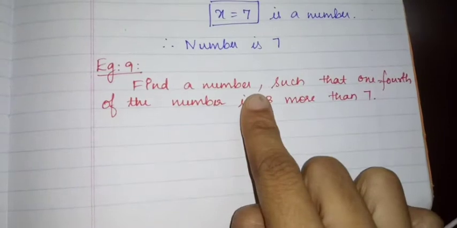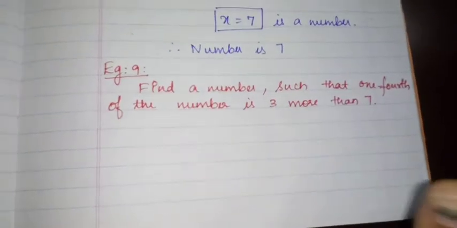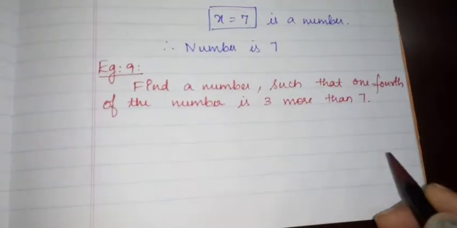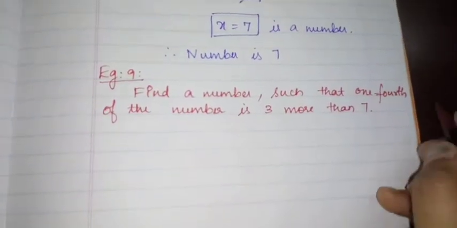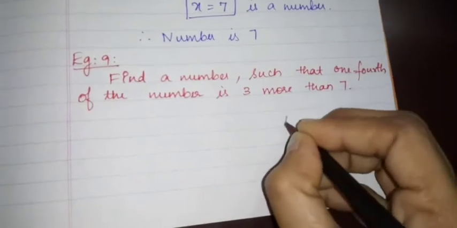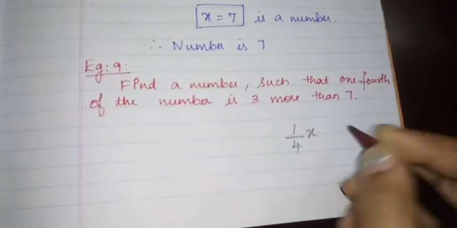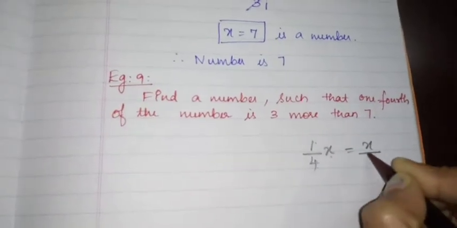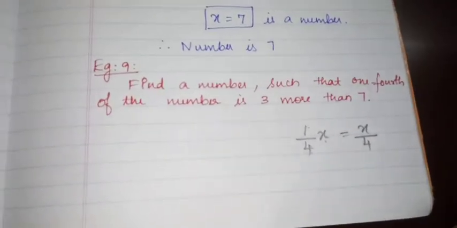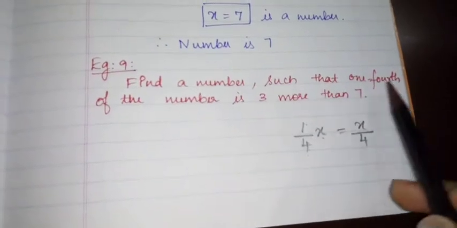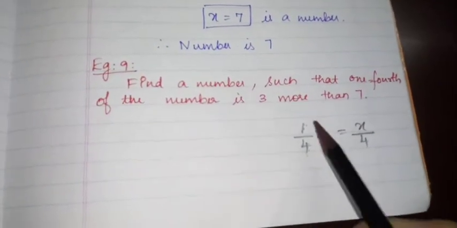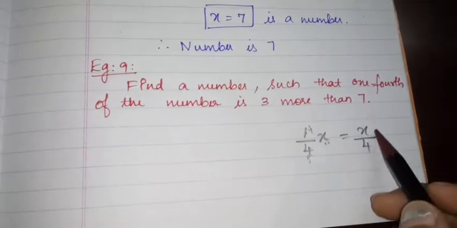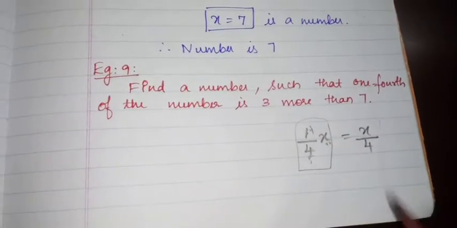Find a number such that 1/4 of the number is 3 more than 7. 1/4 of a number means what? 1/4 of a number. So 1/4 x, how will you write? x by 4. Correct? See, such that 1/4 of a number. 1/4 means 1/4. Okay, 1/4 of a number. This is how you will write the 1/4 of a number.